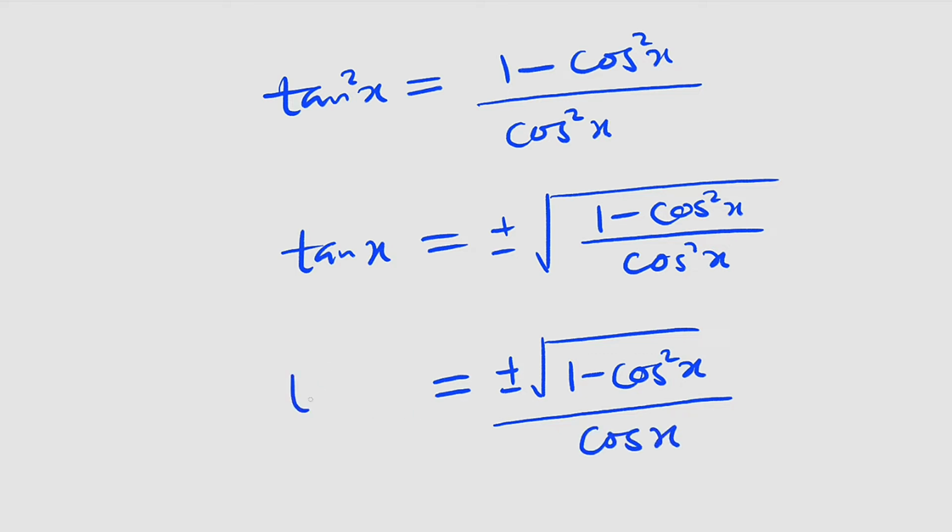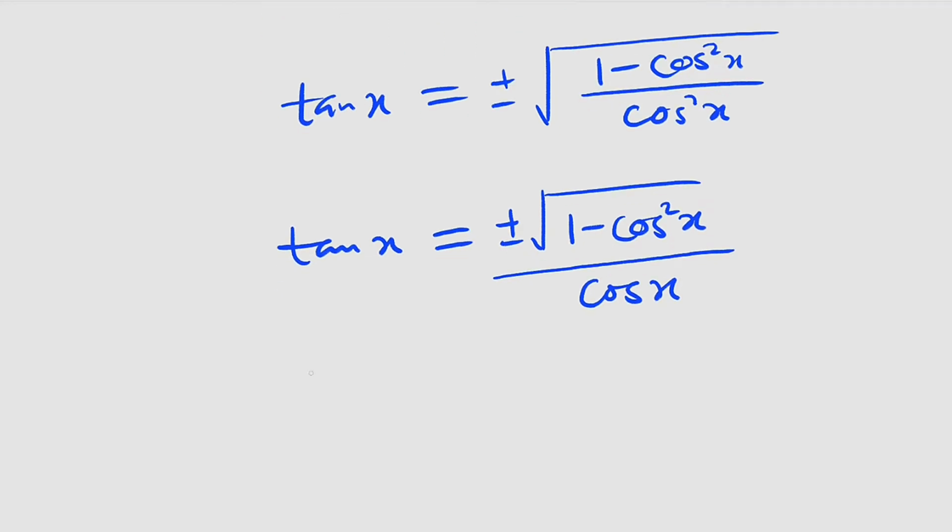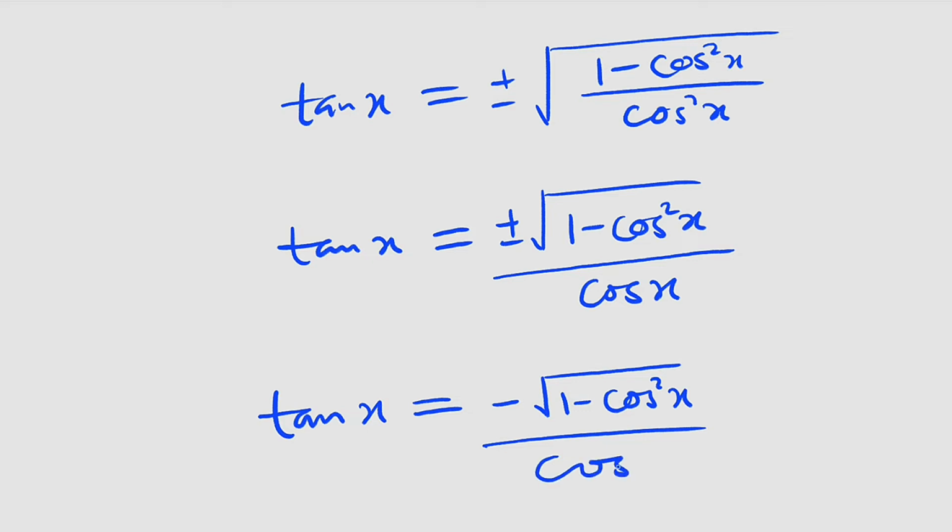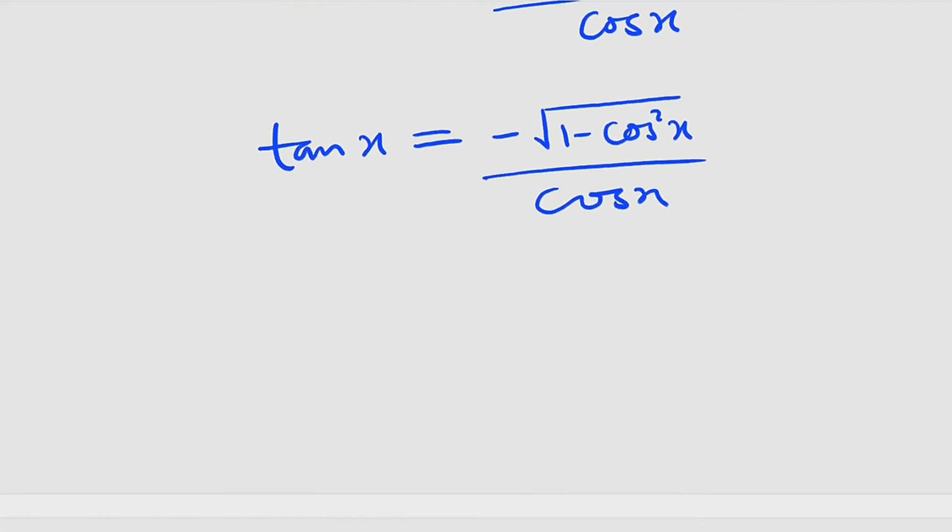And hence tan x is equal to plus or minus the square root of 1 minus cos squared x divided by cos x. But remember that we are looking for this ratio in the fourth quadrant. In the fourth quadrant, only cosine and its reciprocal are positive, and all other ratios remain negative. Therefore, we are going to consider tan theta, or tan x, equal to minus the square root of 1 minus cos squared x divided by cos x. Now let us go to the second method.